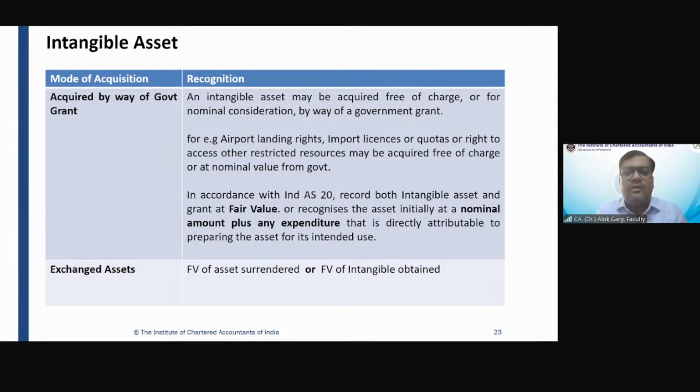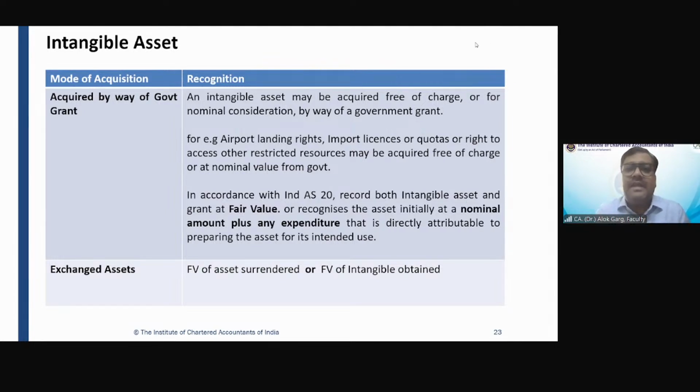Or the government has given the intangible asset free of cost, and there is no expenditure also. In that case, normally, just for the purpose of identification, the company used to capitalize this intangible asset at 1 rupee or let's say 100 rupees. Intangible asset account debit to other income. Simple, 1 rupee. Correct? So friends, there are two options. Option number 1, recognize the intangible asset and grant at fair value. Option number 2, recognize the intangible asset at nominal value plus any expenditure if it has been incurred.